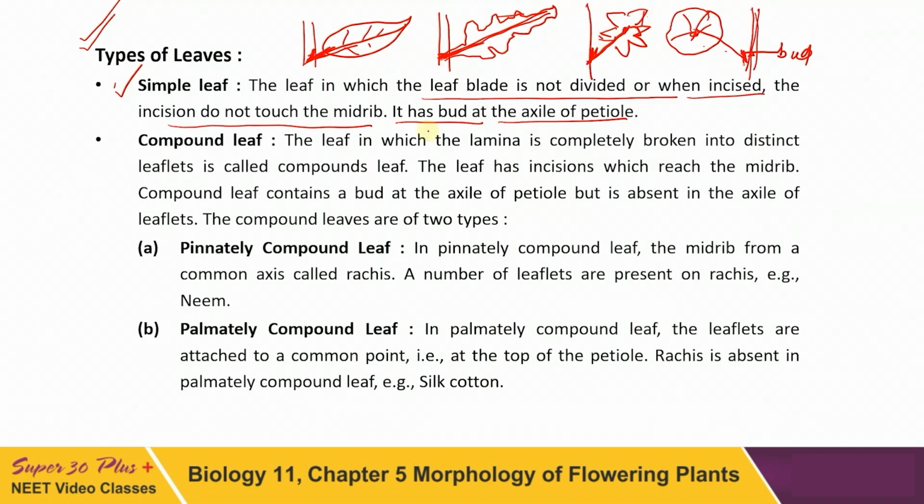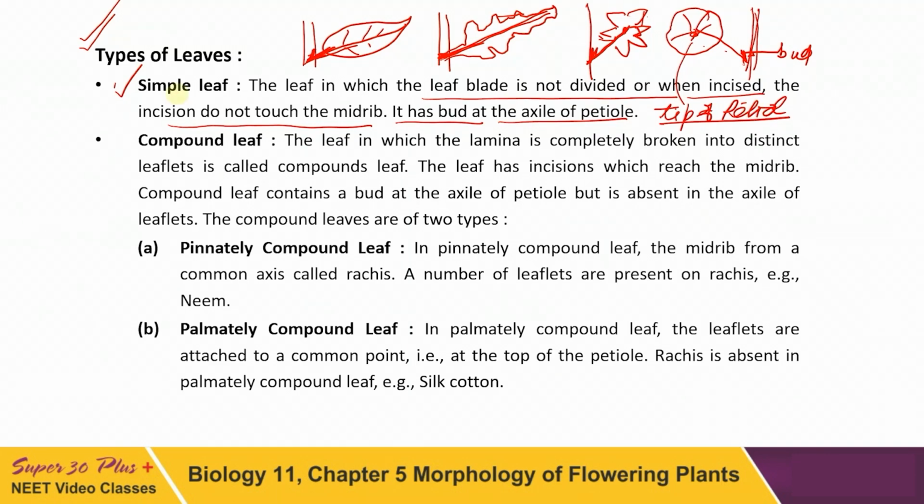If incisions are there, they do not reach the midrib, and in this case, incisions do not reach the tip of the petiole. Tip of petiole, important. Incisions do not touch the tip of the petiole. Okay, the leaf will be known as a simple leaf. Can you come to the next now?